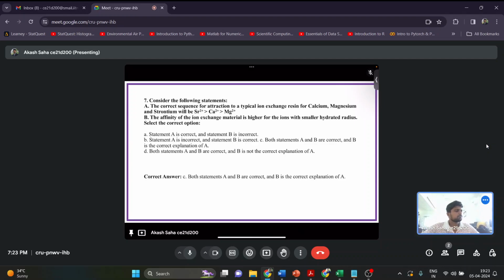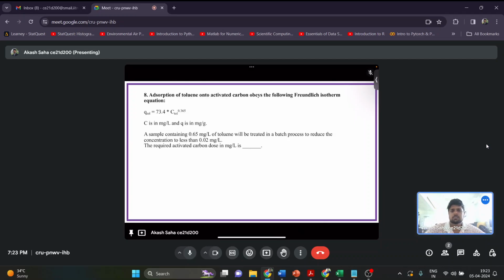Okay. So let's see the eighth question. It says that absorption of toluene onto the activated carbon obeys the following Freundlich isotherm equation. So absorption of toluene, which is our pollutant, is given on the activated carbon as a Freundlich isotherm. So it says that Q toluene is equal to 73.4 C toluene to the power 0.365, where C is in milligram per liter, Q is in milligram per gram.